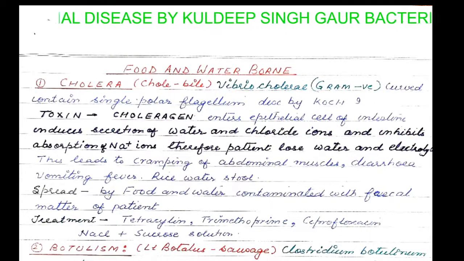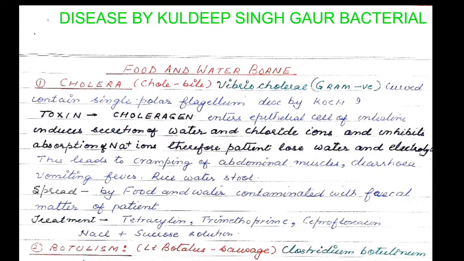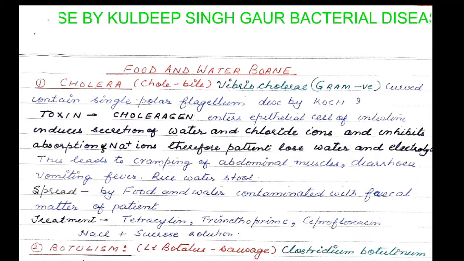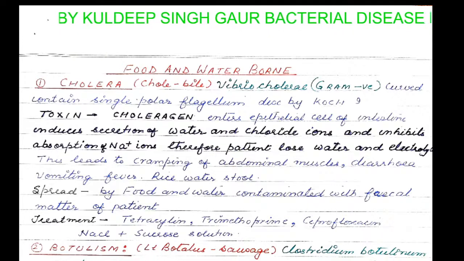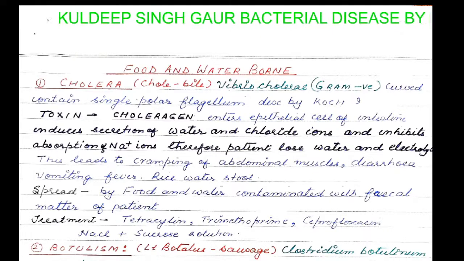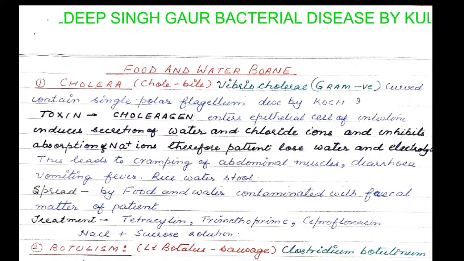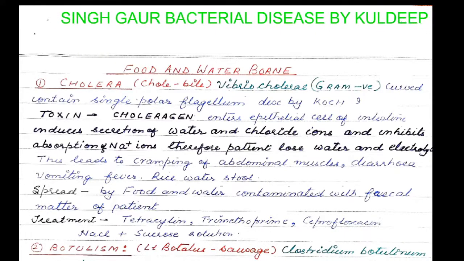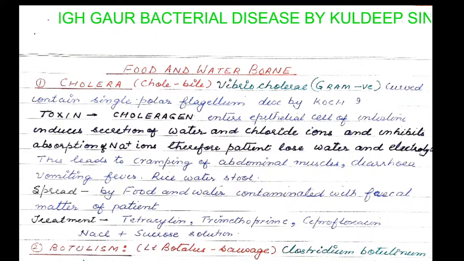Then we come to another mode of transmission of bacterial diseases, which is food and water. Cholera means bile, and it is caused by Vibrio cholerae, which is a gram-negative curved bacteria containing a single flagellum. It was discovered by Koch.